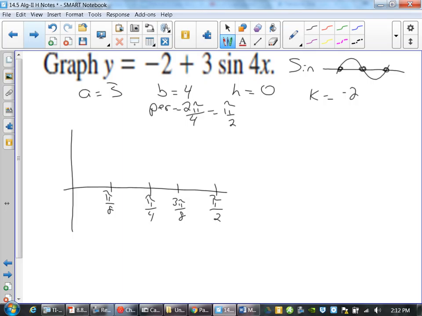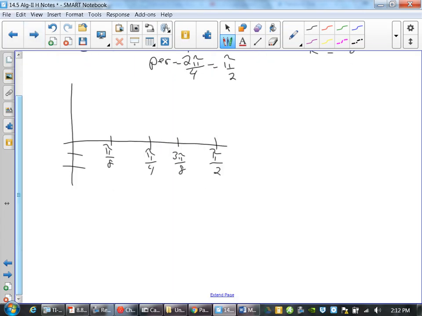So in this case, before we plot anything, we know that our 0 line is going to move where? Down 2. So now I know my 0 line is going to be at -2. So I know I'm going to have this little 0 line here. So I'm going to start here, and then I have to go up how many? 3. And then I have to go down 3. So our sine curve did this.